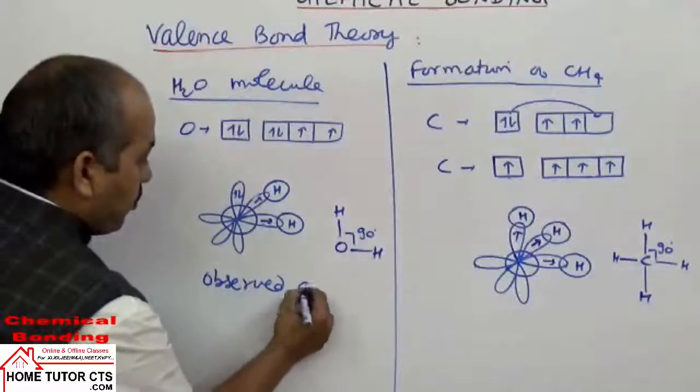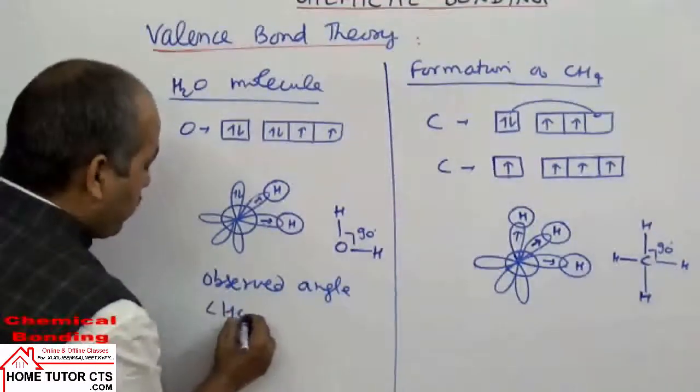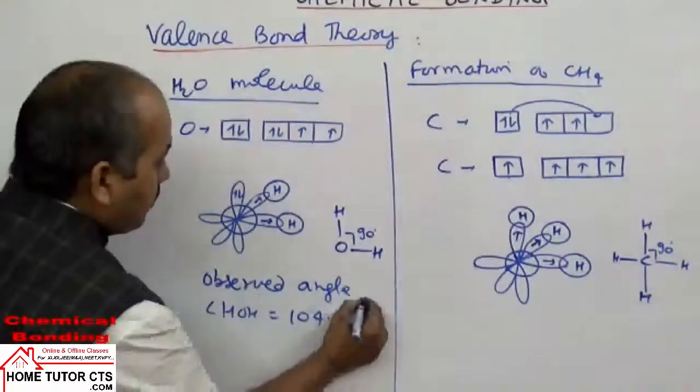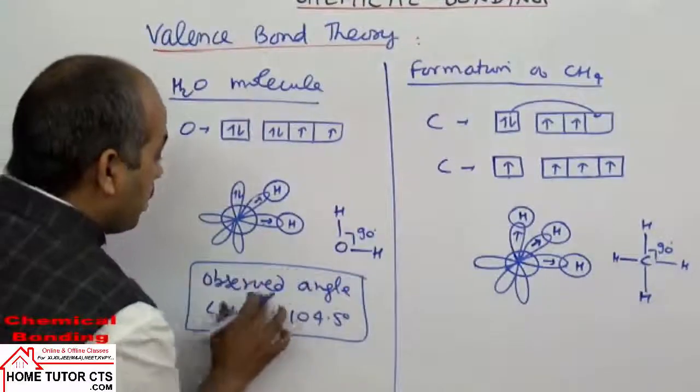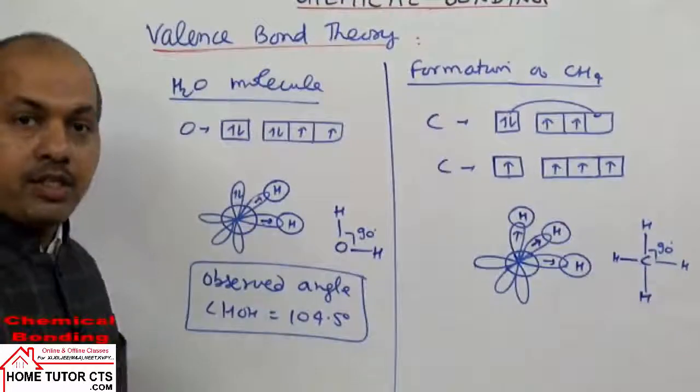What is the actual bond angle HOH? 104.5 degrees. This observed bond angle cannot be explained by this kind of concept.